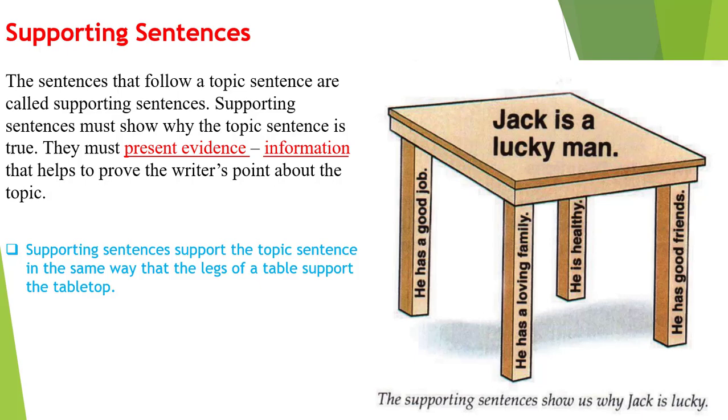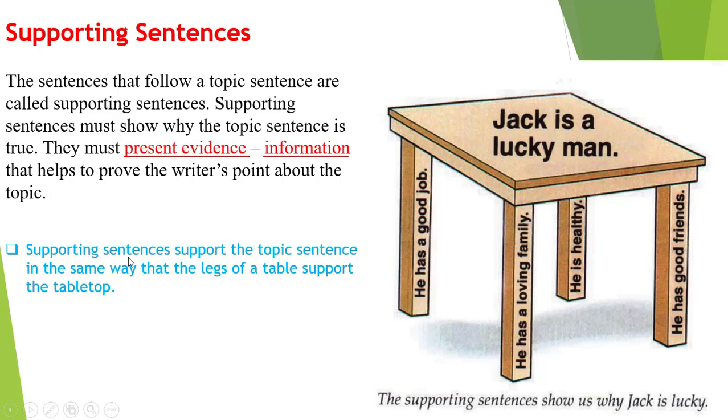Here we have four other sentences that support why and how Jack is a lucky man. First one is he has a good job. That's why he is a lucky man. Okay. Second one, he has a loving family. Third one, he is healthy. Fourth one, he has good friends. These four sentences can prove and support why and how Jack is a lucky man. Okay? This is called supporting sentences that support the topic, which is a general idea.